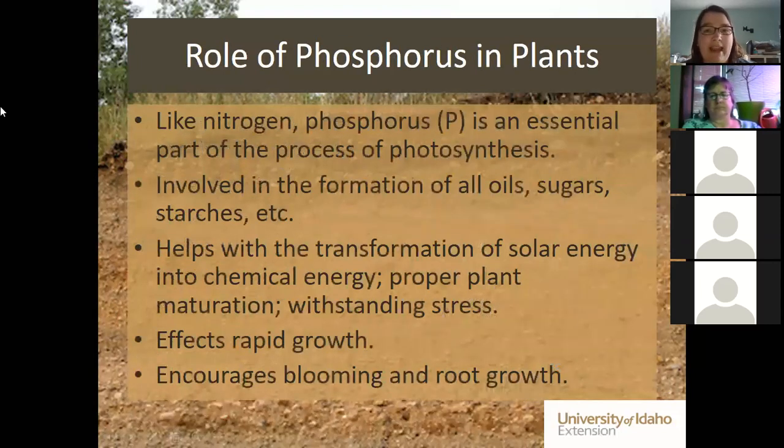Phosphorus in plants is an essential part of photosynthesis. It's involved in the formation of oils, sugars, and starches, helps with the transformation of solar energy into chemical energy, proper plant maturation, and withstanding stress.